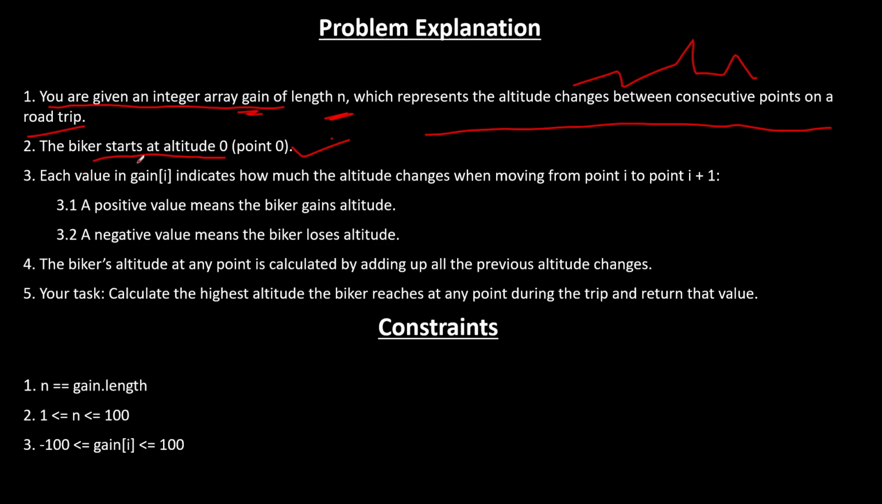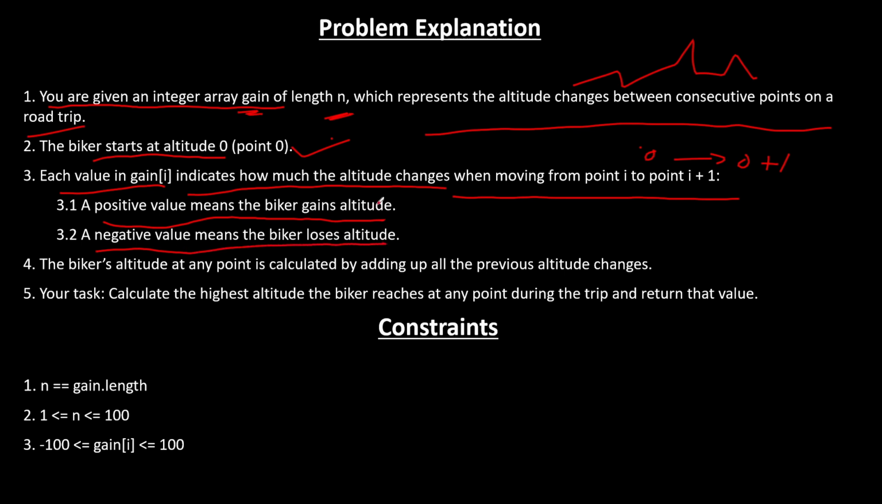That means okay. Now each value in gain[i] indicates how much the altitude changes when moving from point i to i plus 1, right? So each value in gain[i] represents this thing. A positive value in gain[i] means the biker gains altitude. A negative value means the biker loses altitude. Positive value means this way. Negative value means this way.